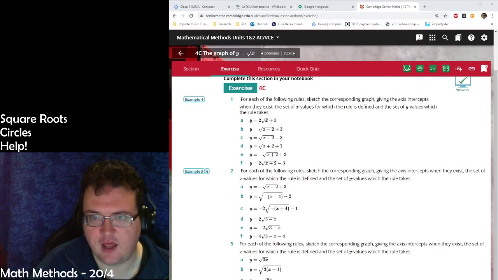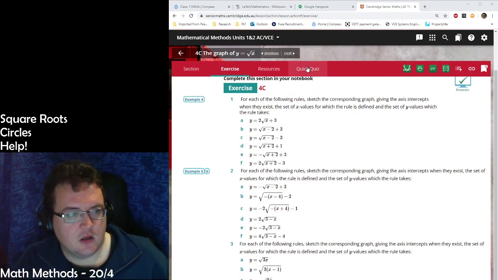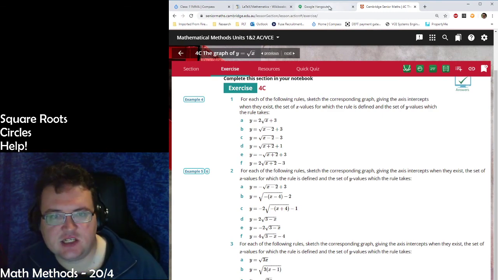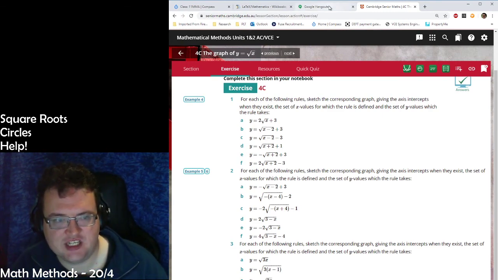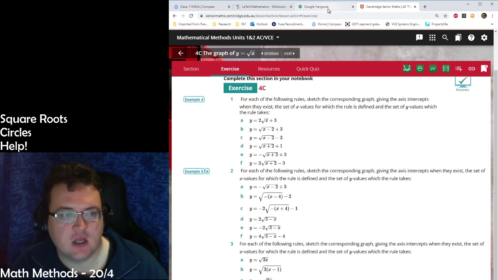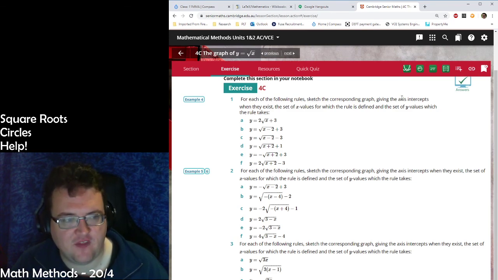And here we have our questions, giving the axis-intercepts when they exist, the set of x values for which the rule is defined, and the y values which the rule takes. Alright, so what they're looking for are the possible endpoints of the graph. Does the graph exist beyond the endpoints? If you find out where the endpoints are, you can easily say yes or no.